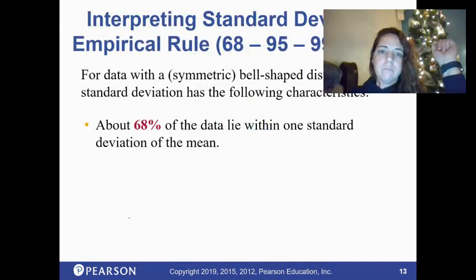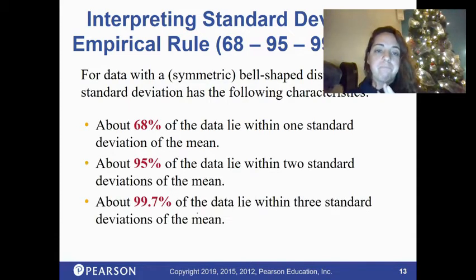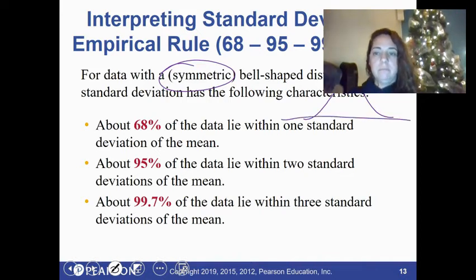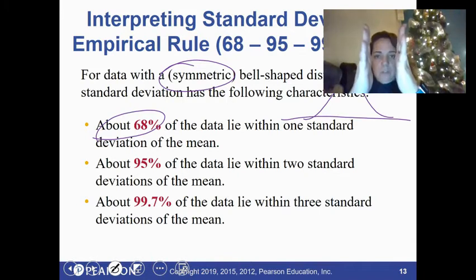Now we're going to talk about 2 rules or theorems. One is called the empirical rule, and one is called Chebyshev, which is kind of fun to say. And it's all about understanding standard deviation and making sense of what it tells us. The empirical rule, I'm going to read to you what this says, but I'm going to show you a picture to make it all make sense. Basically, if you have a symmetrical bell-shaped distribution, about 68% of the data is pretty close to the middle.